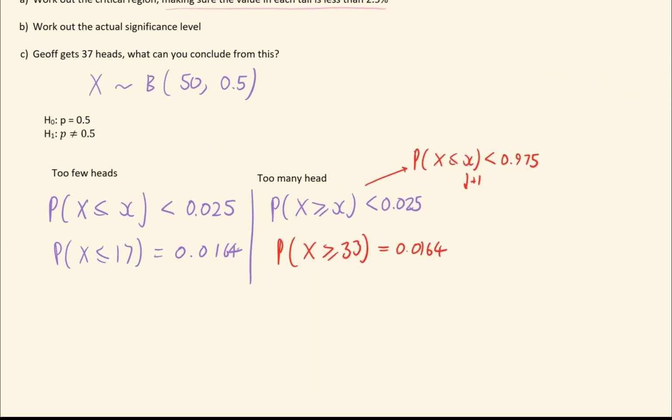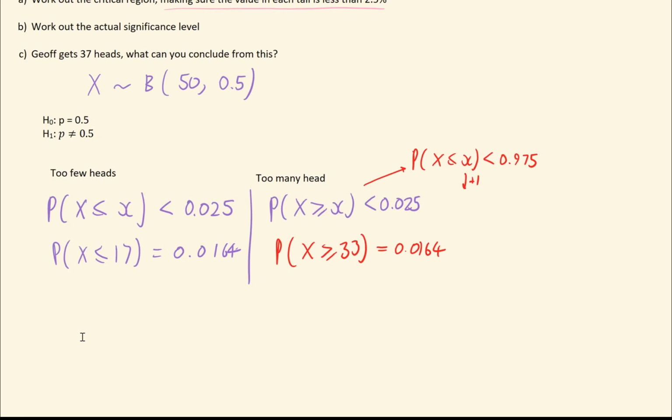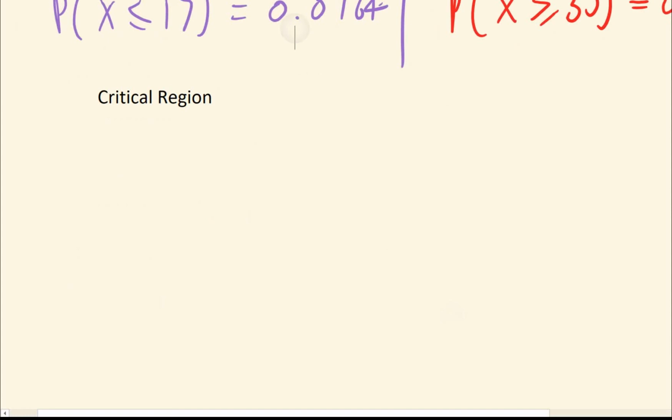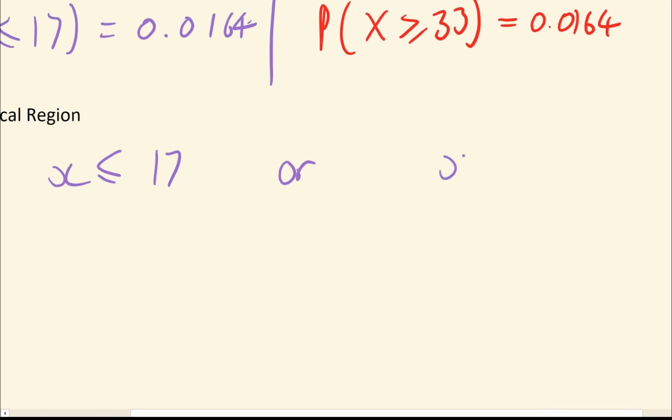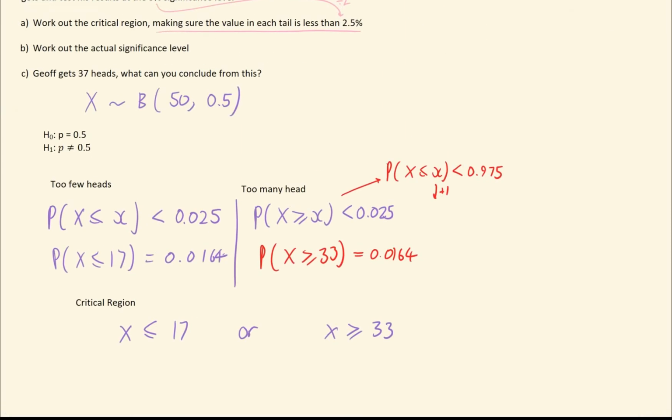Okay, that is basically part A done. We need to write a critical region. So a critical region is either saying lowercase x is less than or equal to 17, or if we get 33 or more heads. No, it is uppercase X. Okay, sorry, so many X's can get confusing. Hope you can sympathise with me there.